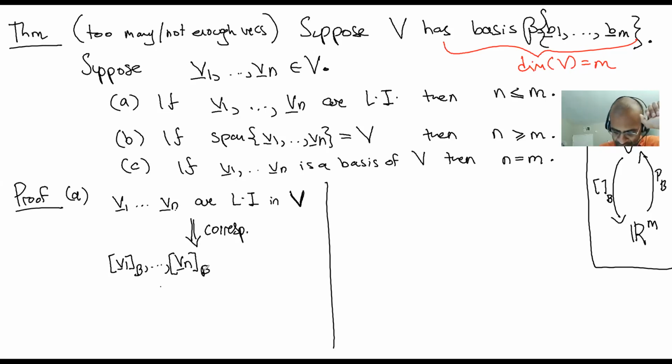Almost. You said they'll be linearly independent in V. That's not true because they're not in V. In Rm, they'll be linearly independent. In Rm, yeah.